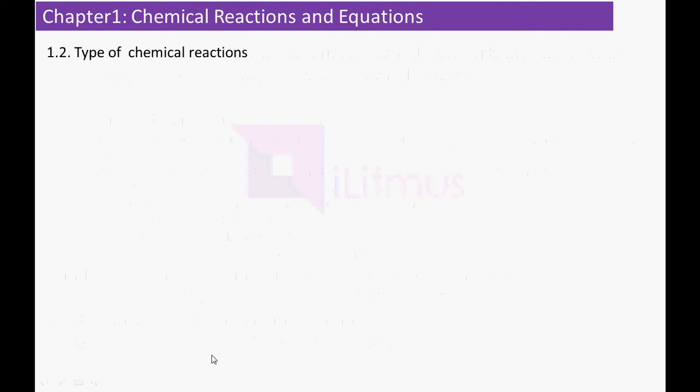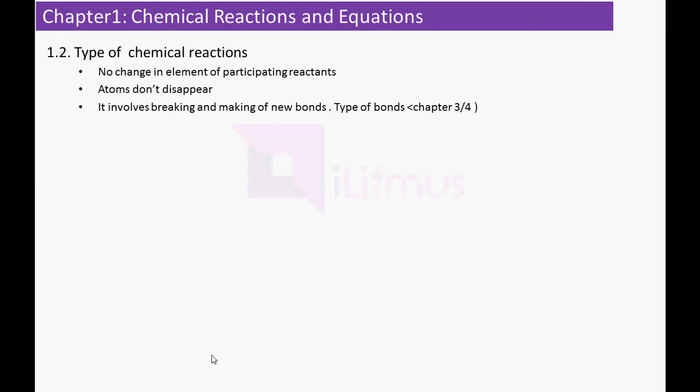Then going forward, types of chemical reactions. No change in element of participating reactants. This is very important. Okay, what will happen? No change in the element. When I say this, it doesn't mean that the element doesn't go into a compound. It goes into a compound, but it's there. Atoms don't disappear. Okay, it's always available. It involves breaking and making of new bonds. Types of bonds we'll understand in our 3rd and 4th chapter.